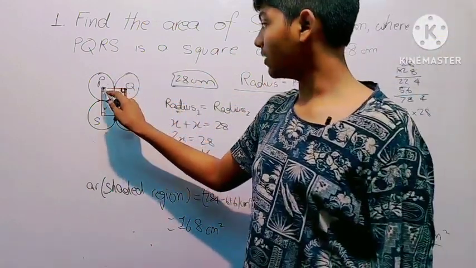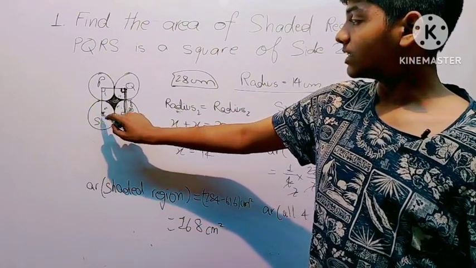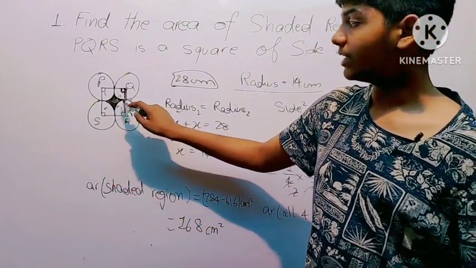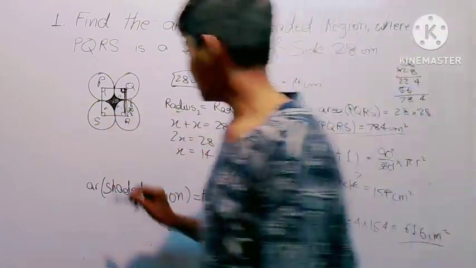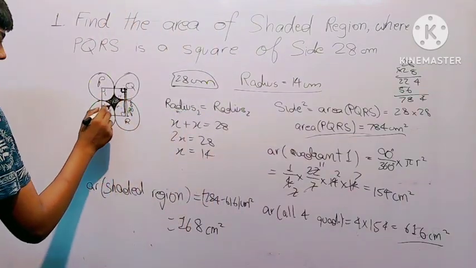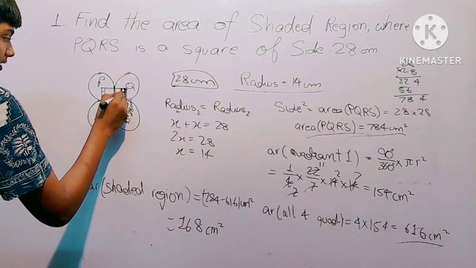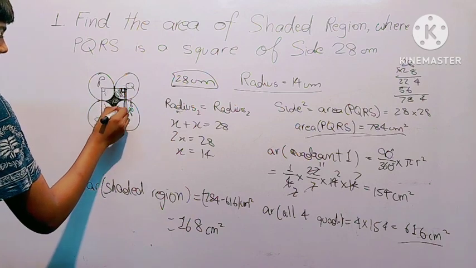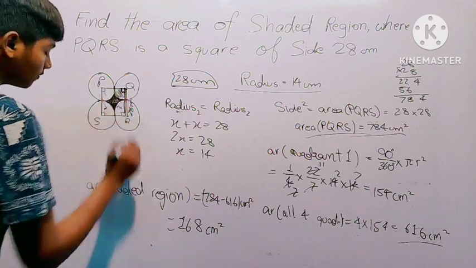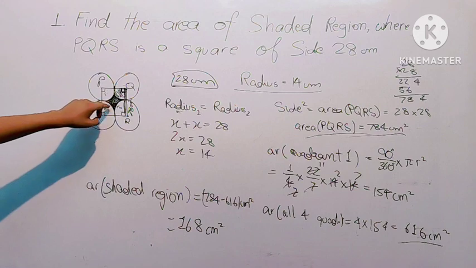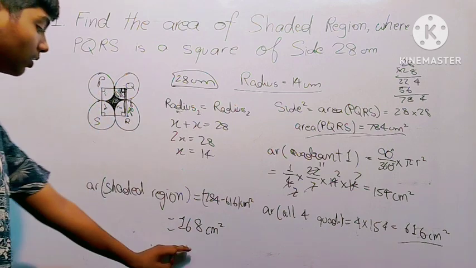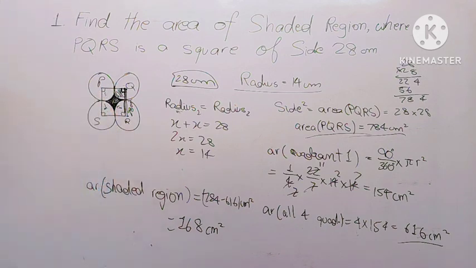So what we did is that we were given a square, we were given four circles, and in the four circles we connected the centers of the circles such that we formed a square, and we need to find the area of the shaded region. So we know that these form quadrants, so we calculated the area of one of these and multiplied it by 4 to get the area of all four. We got the area of the square and subtracted the area of these four quadrants from the area of the square, and we got 168 centimeter square, which is the area of the shaded region.